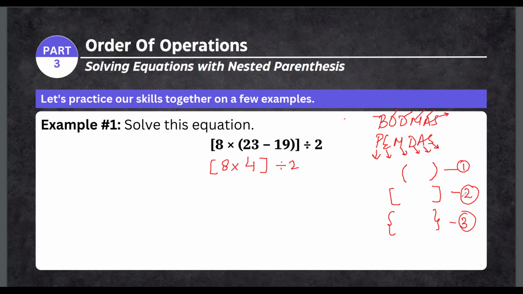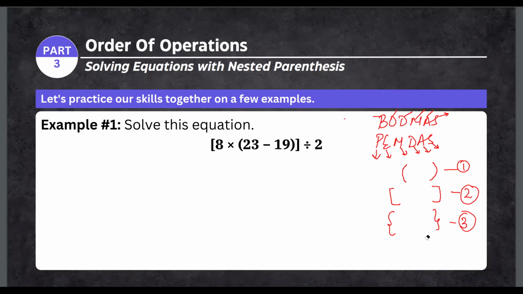Second thing is we have to solve this bracket, that is your square bracket. So 8 times 4 is 32. Since we have solved it, we are not putting any bracket over here. Now divided by 2. Now we have to divide this number. So 2 times 1 is 2 and 2 times 6 is 12. So 16 is my answer. I hope you are getting this and you understood how we have to solve the question.